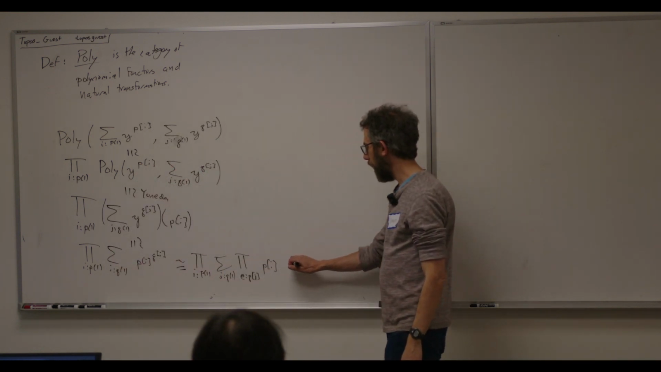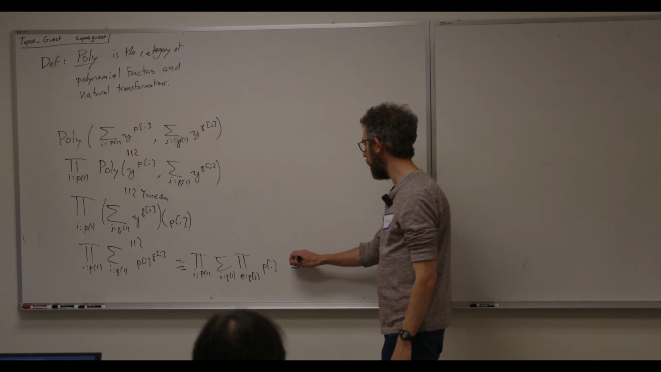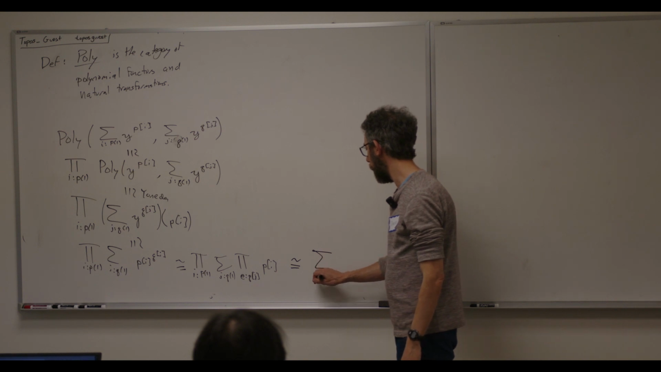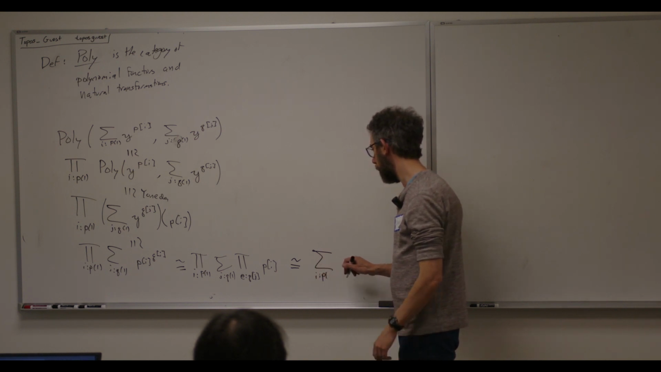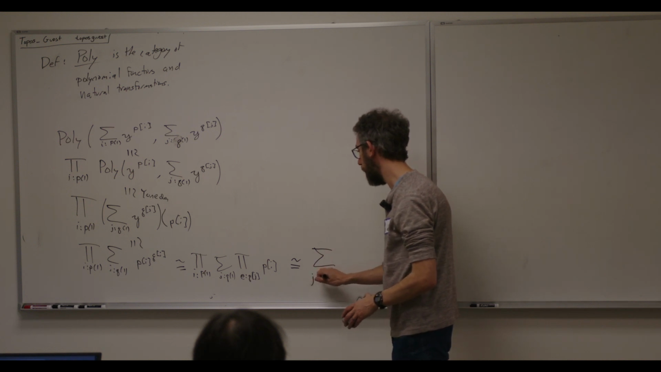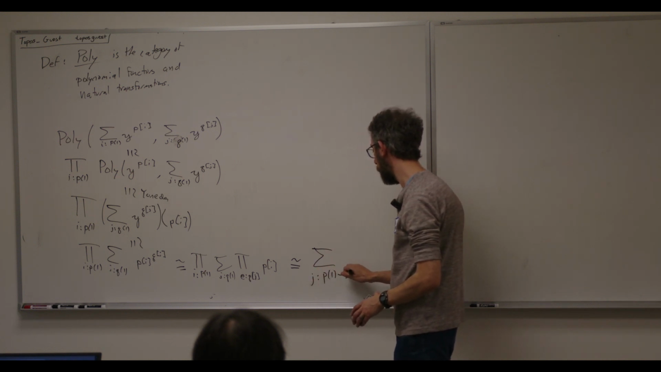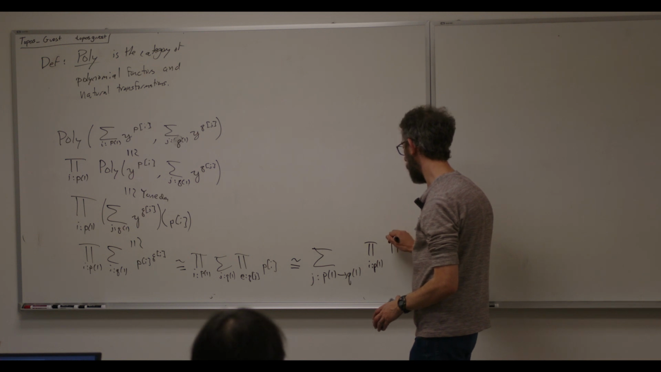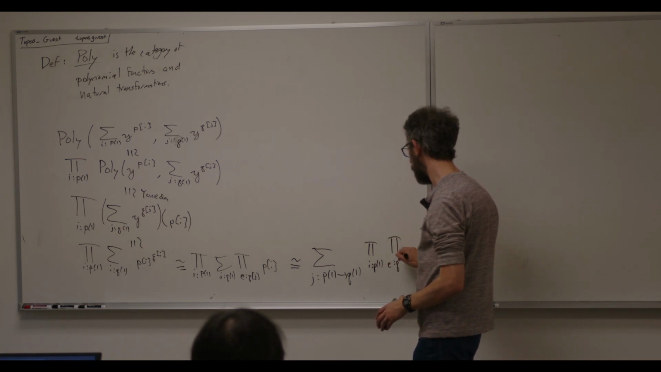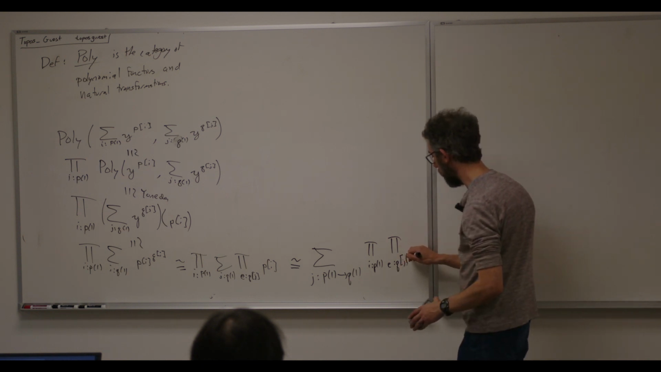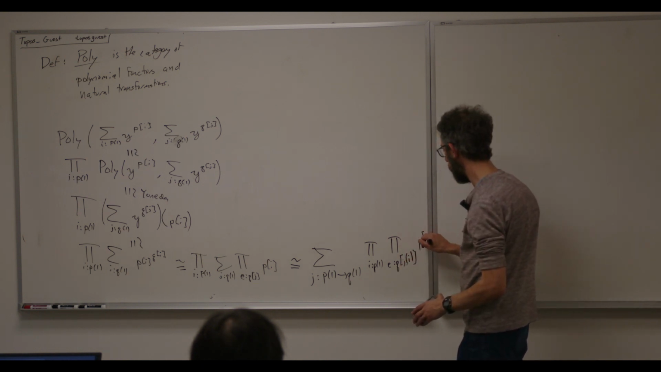Yeah. And then this is isomorphic to one more thing. Let's just use the distributive law one time. Sum over I in P(1). No, sum over J taking P(1) to Q(1) of the product over I in P(1) of the product over E in Q[J(I)] of P[I].